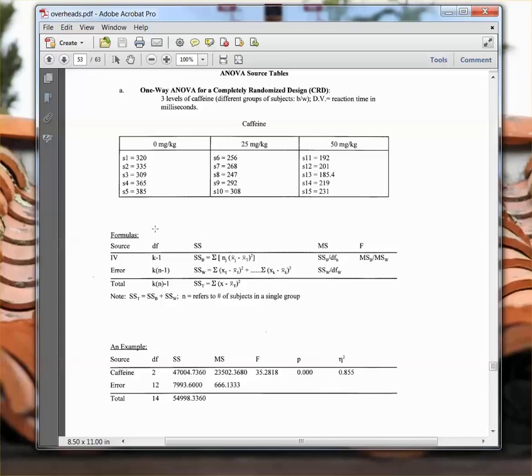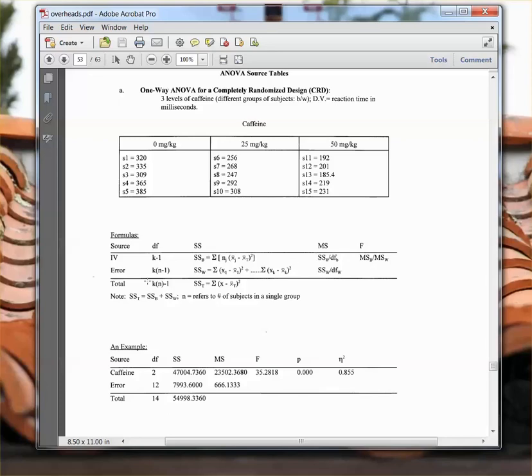So as you know, we can have a source table, and the source of variance, one of which is due to the IV. This would be our between subjects, right? So our IV is a source of variance. There's degrees of freedom. So this is the formula for the degrees of freedom for between groups, k minus 1. We have a sum of squares. So here is the formula, sum of squares between groups. We have a mean square, which is this, sum of squares between groups divided by the degrees of freedom, right?